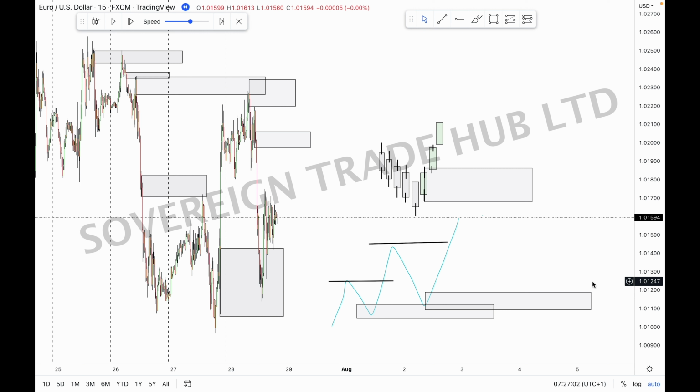Now, in addition to that, let me just add this. A zone can be mitigated once, but price action can step into it twice. I will go deeper into this when we deal with liquidity.